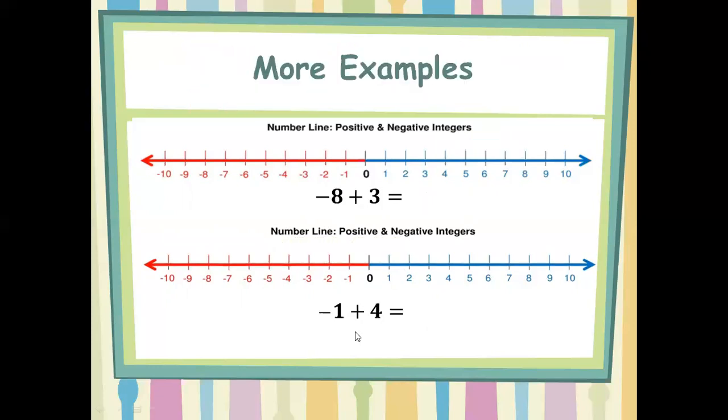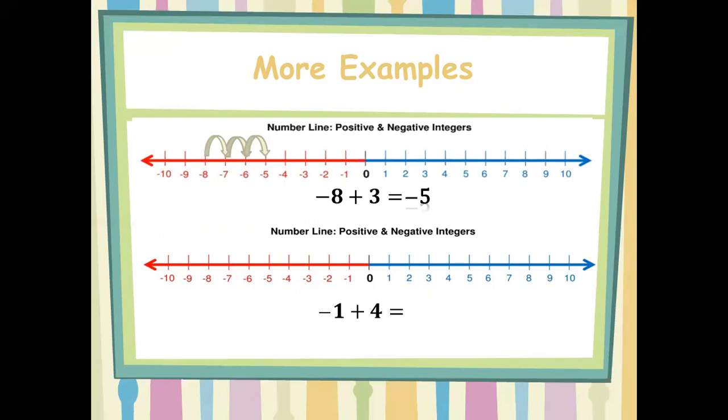Okay, let's see some more examples. So here we have negative 8 plus 3. So I need to start from negative 8. All right, so negative 8 is here, and I need to move 3 places forward because I'm going to add 3. Add means you move to the right. So negative 8, you add 3. So this is 1, 2, and 3. So negative 8 plus 3 is going to give us negative 5.